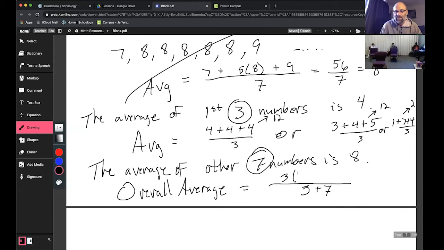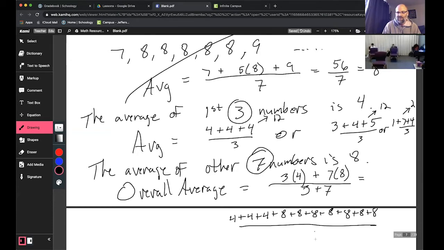The average is 4, but the sum is going to be 3 times 4. You could just look at it like this: if the average of the first 3 numbers is 4, just put 3 4s. See how this is 3 4s being added. And then we've got 7 8s. If I wanted to write it out, I could say 4 plus 4 plus 4 plus 8 plus 8 plus 8 plus 8 plus 8 plus 8 plus 8. How many numbers is that? 10, divided by 10 equals, well, what does that equal?